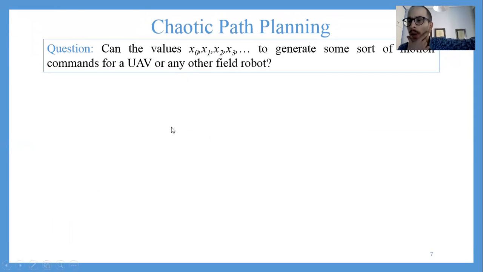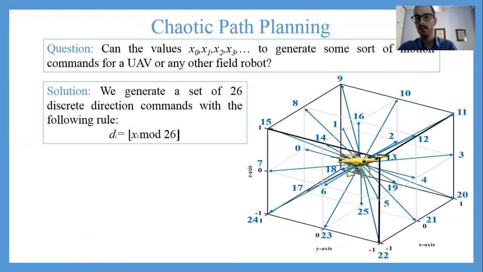So how are we going to do it? How can we use the values of the discrete time map x0, x1, x2, x3, x4, etc. to generate some form of chaotic motion commands, a chaotic navigation strategy? Here we use a very simple technique. The technique we are going to use is xi modulo 26, and from that we take the integer part. Okay, so in each iteration we generate a number between 0, 1, 2, 3, 4, 5, and 25.